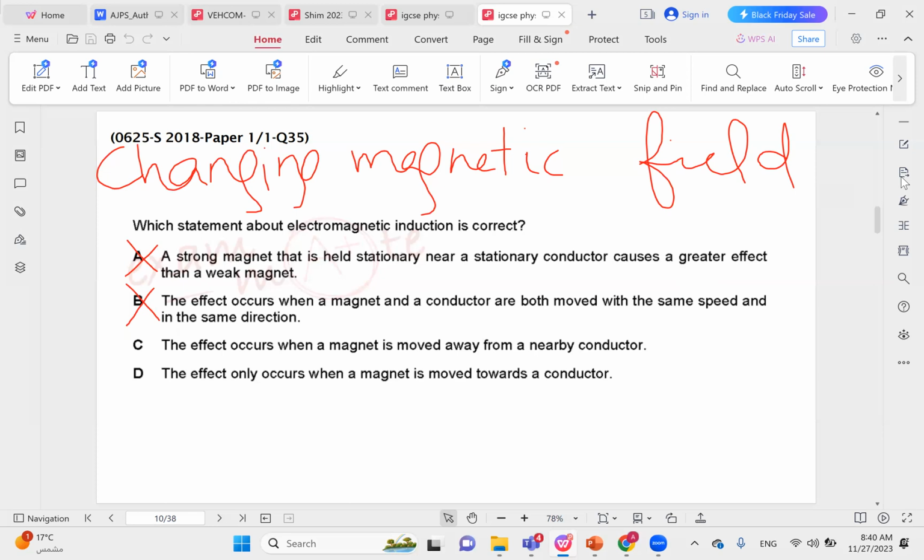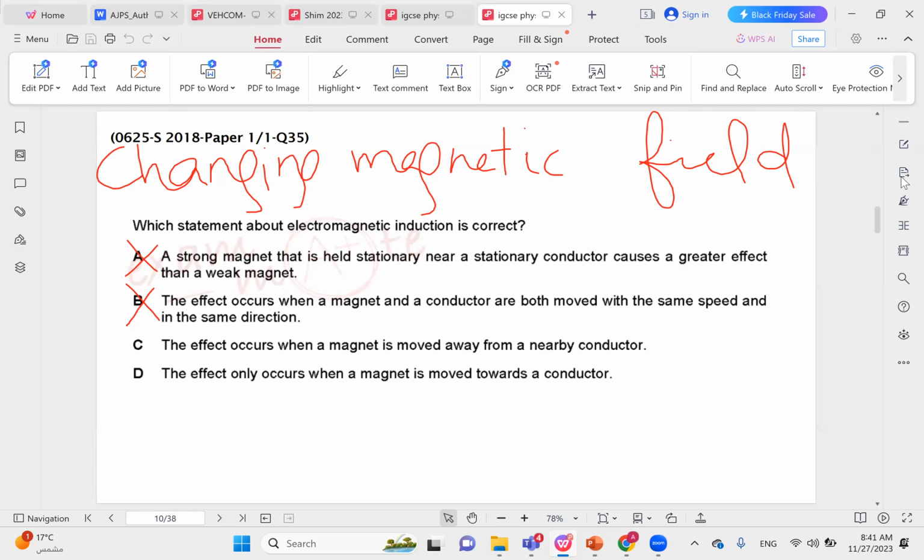So the distance between them will always remain the same. So there is no change in the strength of the magnetic field. They're not getting closer together or further apart. So the magnetic field is constant. If the magnetic field does not change, there is no electromagnetic induction. And of course, electromagnetic induction has to do with electricity being generated due to a changing magnetic field. So the idea is to generate electricity using magnetism. But for that to happen, you need the magnetic field strength to be continuously changing.